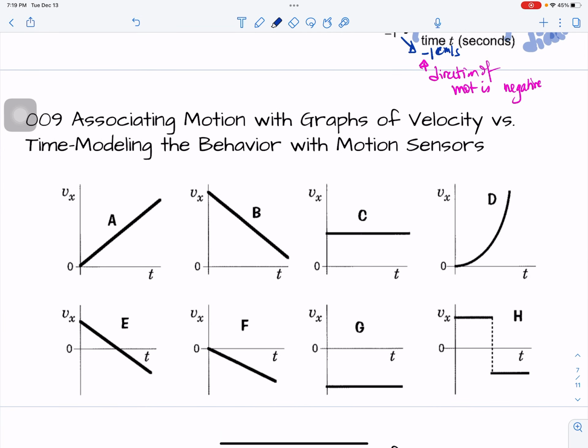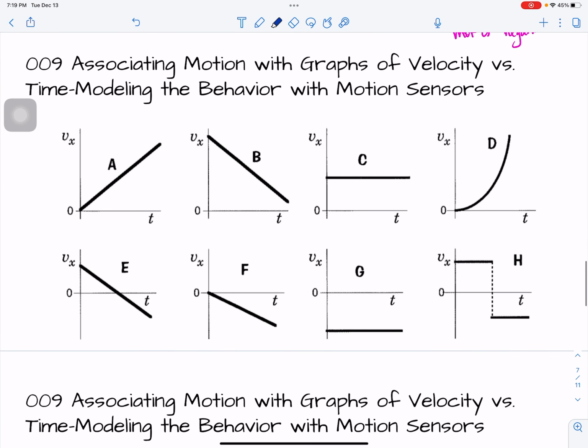All right, so I thought to help you, like position versus time, that we might try matching velocity graphs with these graphs right here. And I think that might help you figure out the difference between the shape of the curve of a velocity versus time graph versus a position versus time graph for the exact same motion.